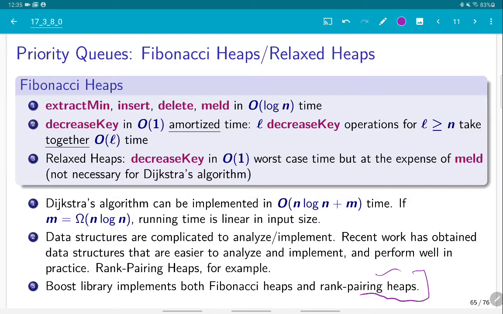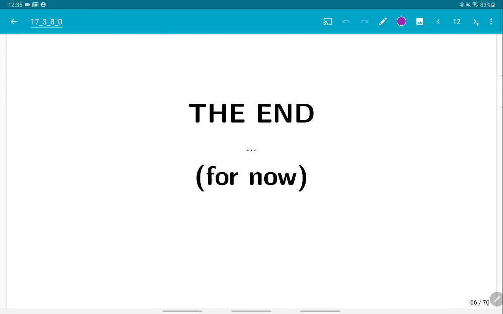So for example, the Boost library, which is a C++ library that implements all the algorithms we are seeing in this class, implements the Fibonacci heap. Okay, and this is it.